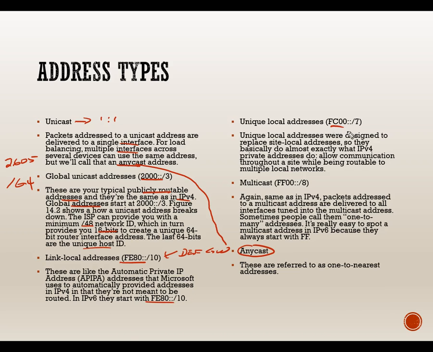Unique local, FC00, designed to replace the site local addresses, basically does almost exactly what the IPv4 private addresses do, and allows communications throughout the site while being routable to multiple local networks here. And then the multicast starts with FF00. Like IPv4, it does the same thing. It is a multicast, goes to the devices that have a subscription to it.